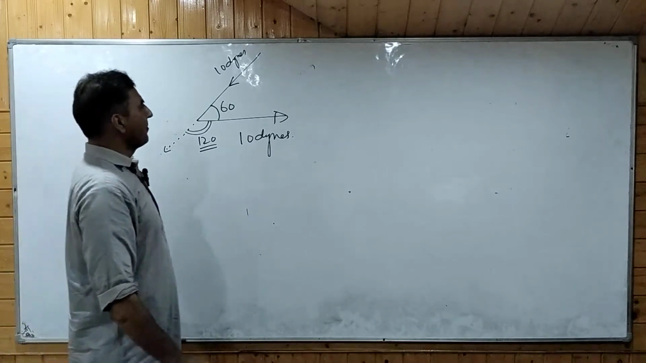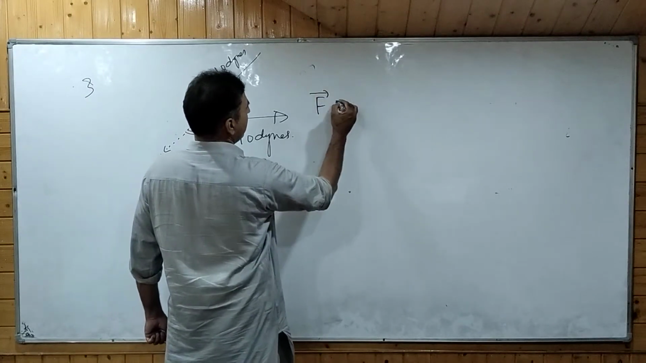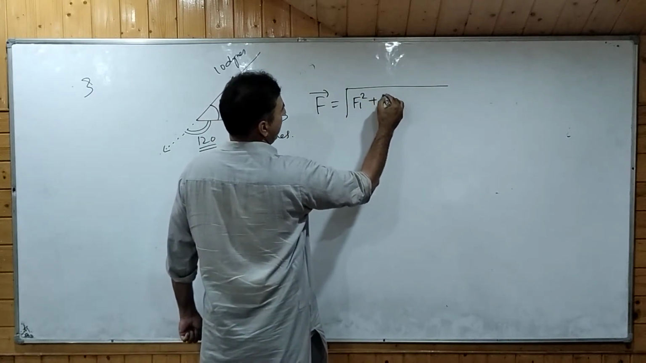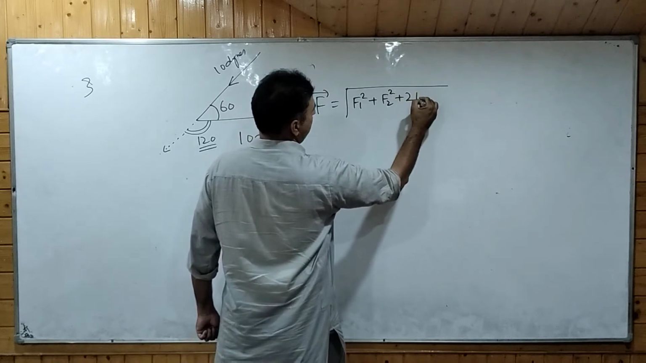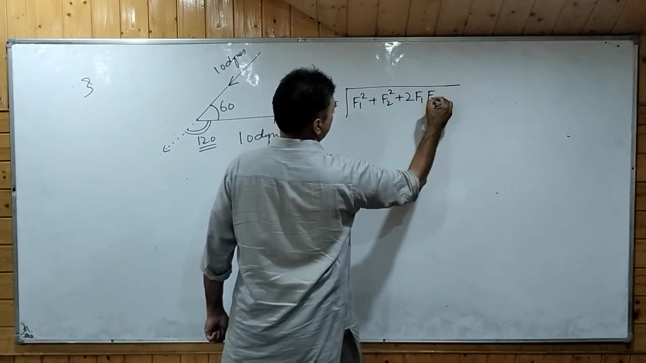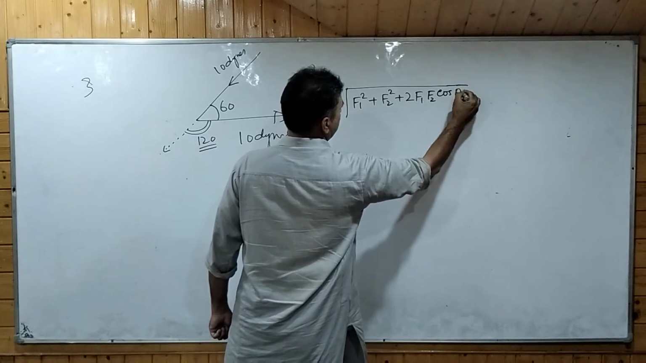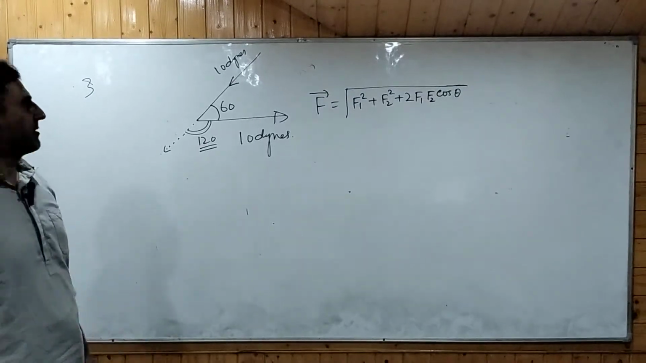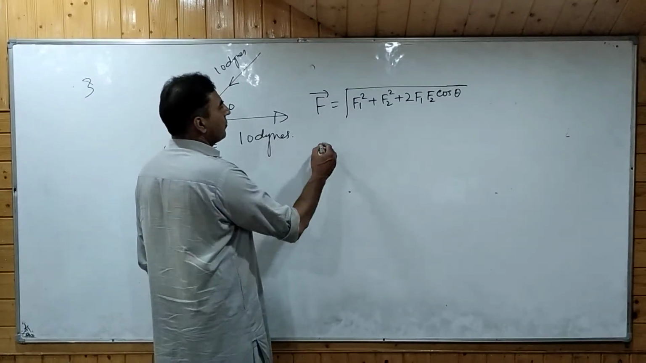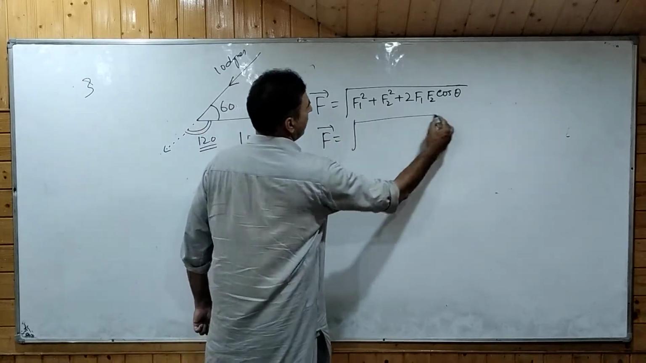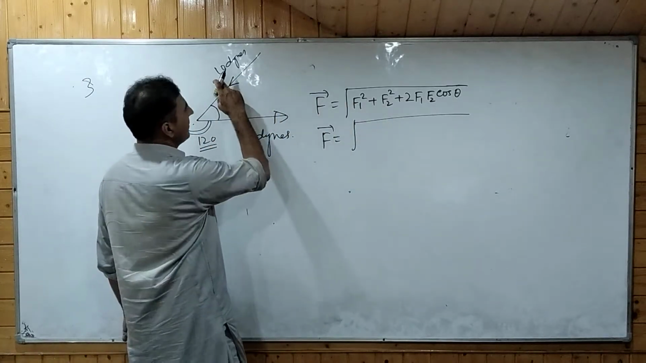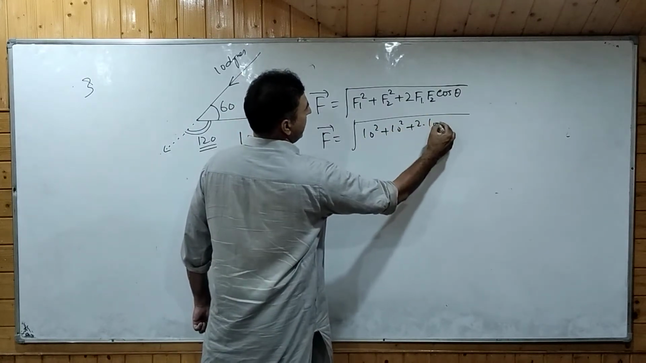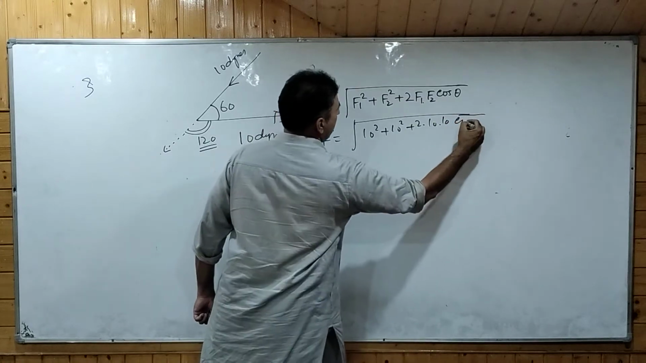Now you can find the resultant of these two vectors. Resultant F is root of, by the usual formula that you have, F1 square plus F2 square plus 2 F1 F2 cos theta. That is the rule that we have learned in the first few lectures. So F is root of 10 square plus 10 square plus 2 into 10 into 10 cos of 120.